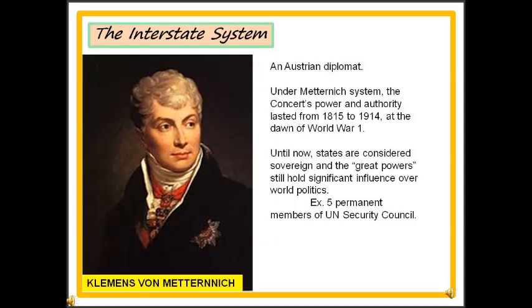Under the Metternich system, named after Clemens von Metternich, an Austrian diplomat, the concert's powers and authority lasted from 1815 to 1914, the dawn of World War I. Until now, states are considered sovereign and the great powers still hold significant influence over world politics. For example, the five permanent members of the UN Security Council. So the states restored their sovereignty, and based on this example, this powerful grouping in the UN, the Security Council, has a core of five permanent members, all having veto powers over the Council's decision-making process.